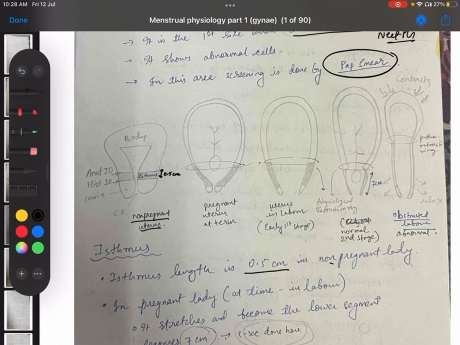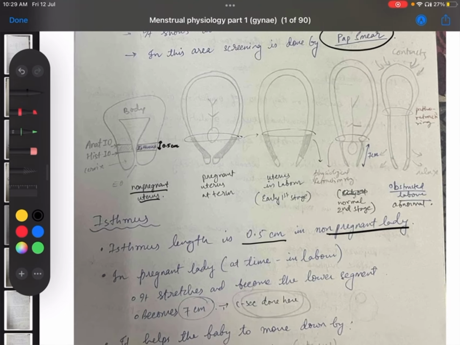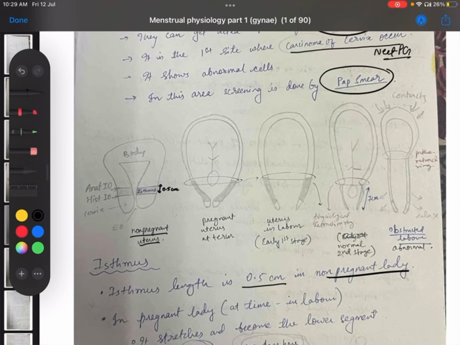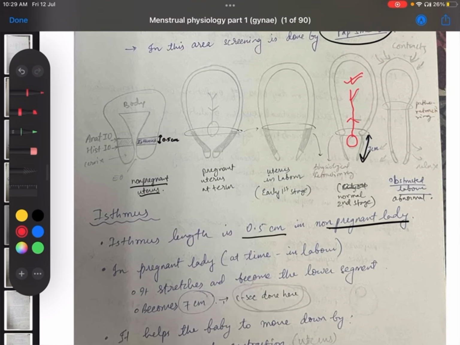In a non-pregnant or nulliparous lady. In a pregnant lady at the time of labor, it stretches and the lower segment becomes 7 centimeter. This one. In this particular diagram you can see the baby's head, the baby's legs, and the baby's hands. So the isthmus becomes 7 centimeter at the time of labor.